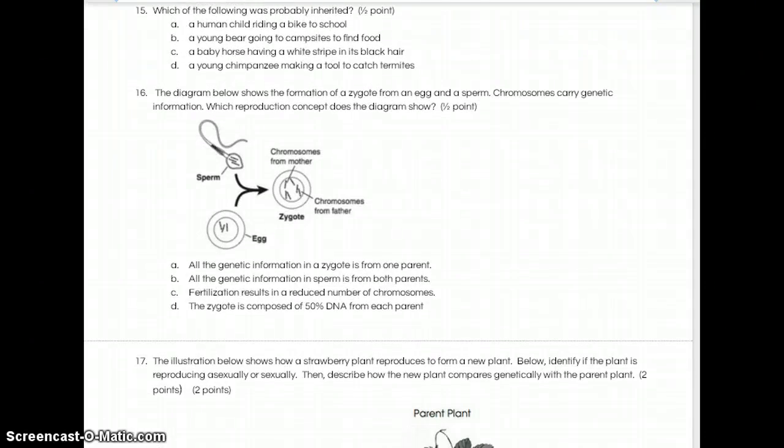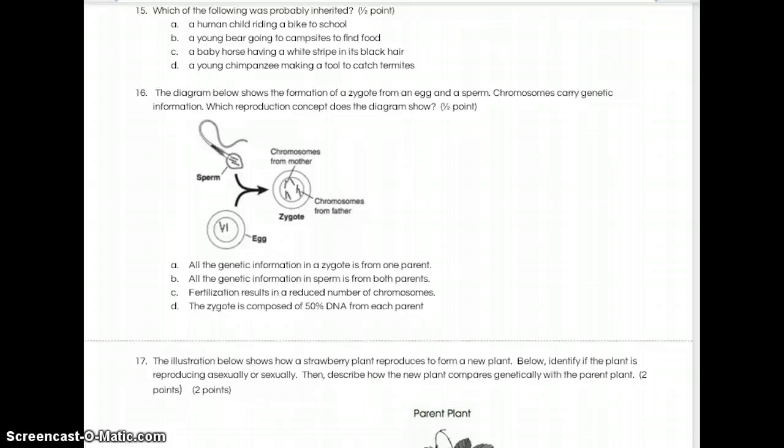Number 15. Which of the following was probably inherited? A. A human child riding a bike to school, B. A young bear going to campsites to find food, C. A baby horse having a white stripe in its black hair, D. A young chimpanzee making a tool to catch termites.